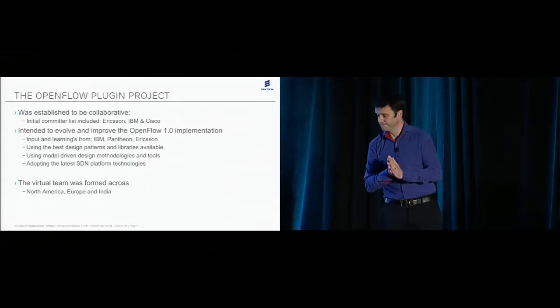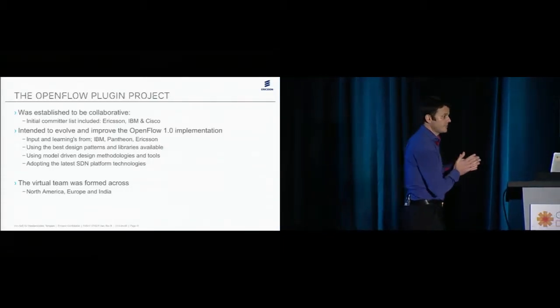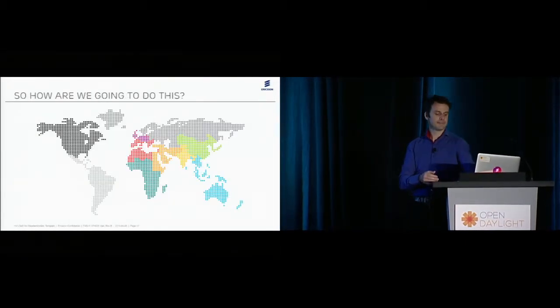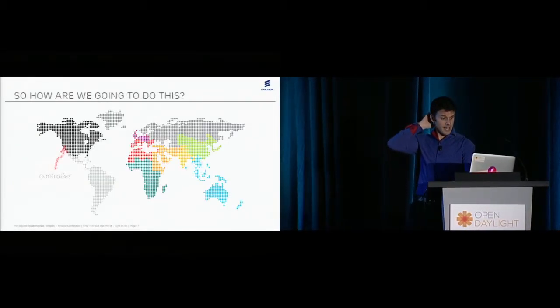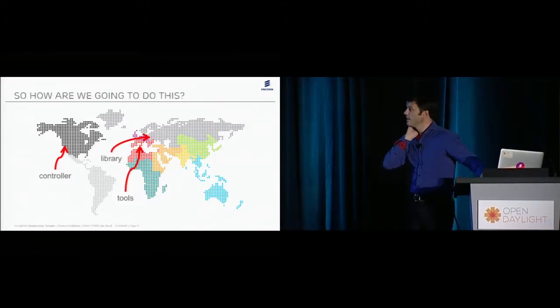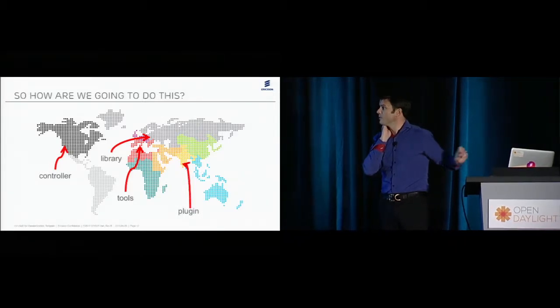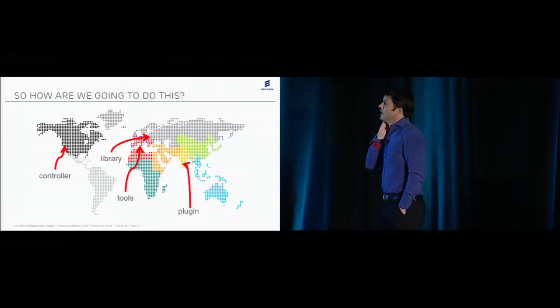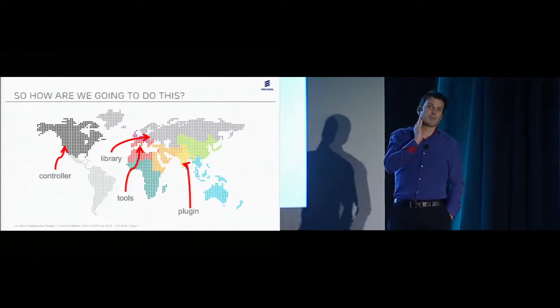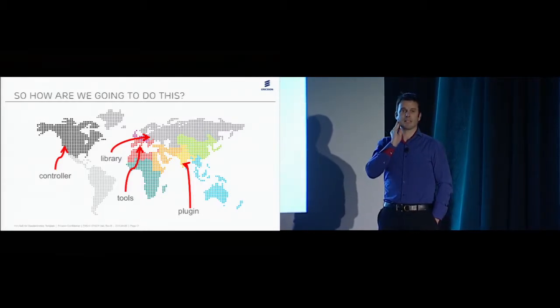So we had a virtual team. It was formed across North America, across Europe, and all the way down to India. And we sort of wondered to ourselves, how the hell are we going to do this? We have some controller guys here, we have the tools guys here, we have a library being built here, and then we're going to do the plugin down here. Each of these have hundreds of interfaces and APIs to each other, and none of them existed.